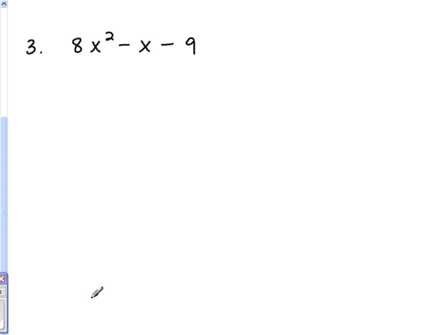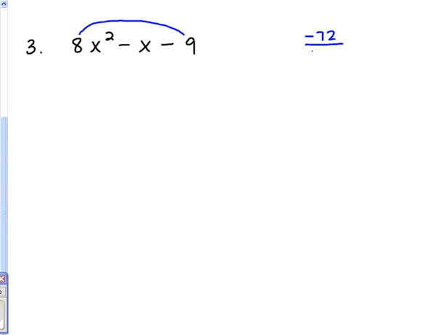Example 3 is 8x squared minus x minus 9. Okay, first look for a greatest common factor, which there's not one, and then make sure your problem's in the correct order, in descending order, which it is. Okay, so that means we're going to multiply the first coefficient times the last. So 8 times negative 9 would be negative 72.